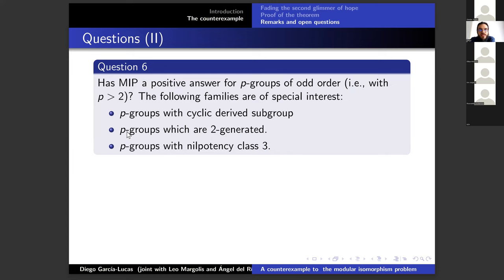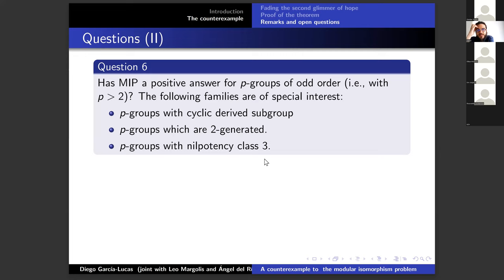Then another question. Well, the most obvious class of groups, p-groups, for which the modular isomorphism problem is still open is the class of groups of odd order, that is, the modular isomorphism problem for p greater than 2. And inside this great family of groups, I think they are of special interest: the families of p-groups with cyclic derived subgroup, the family of p-groups which are two-generated, and the family of groups with nilpotency class 3. Because in the case p equals 2, the counterexamples are inside the intersection of these three classes.